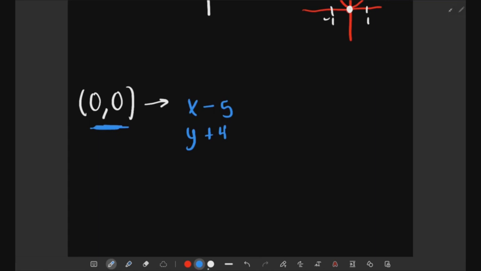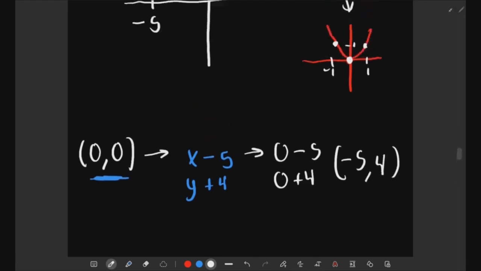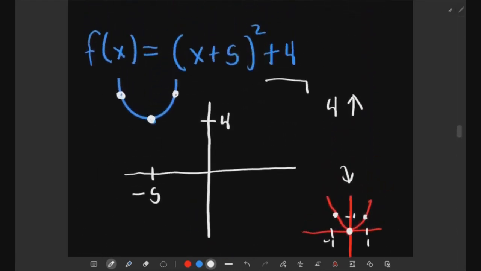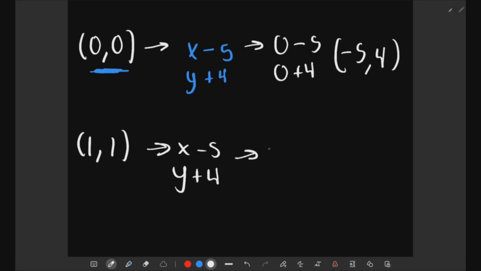So once you do that, you get 0 minus 5 and 0 plus 4. And what does that give you? It gives you minus 5, 4. And where's our first dot? Right there. Let's try doing it with 1 and 1. Well, we would just put x minus 5 again, y plus 4. This gives you 1 minus 5 and 1 plus 4.